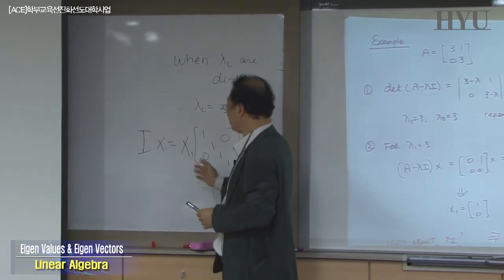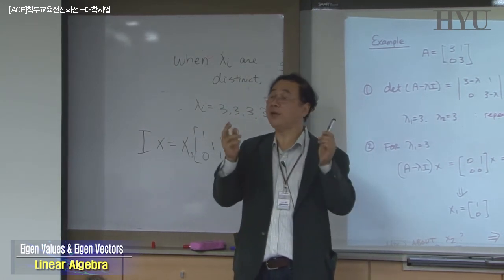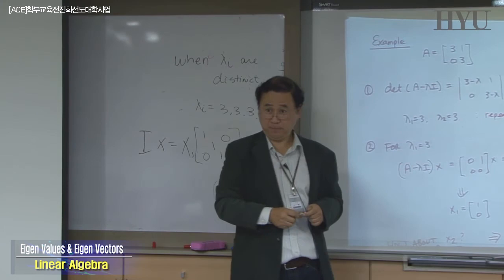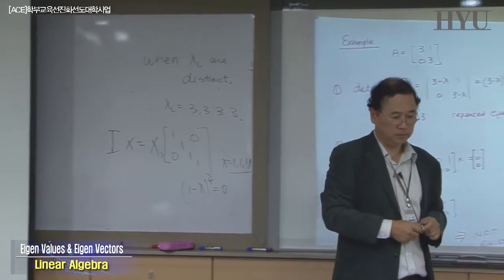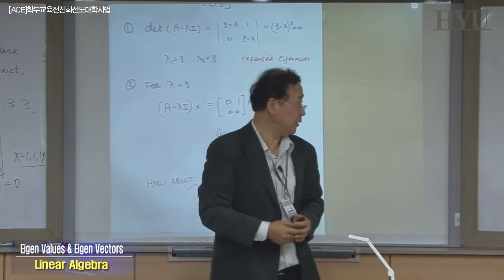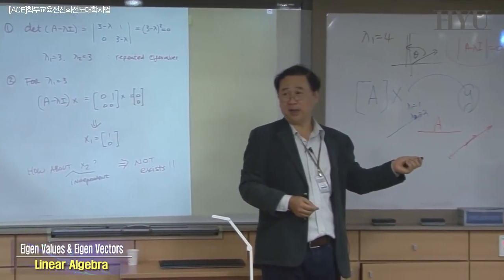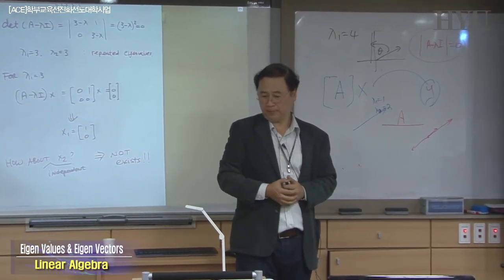Okay. Sometimes you cannot find more than 1. When I say 1, it means independent. So in this specific example, we can find the first eigenvector, but when I try to find a second eigenvector, I'm not able to find it. Okay?